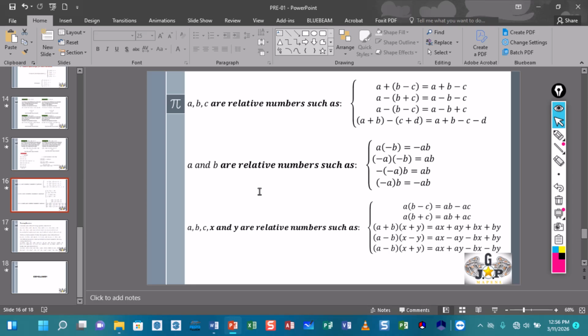So these are relative numbers. They are variables. You have A, B, C, which are relative numbers, so they're substitutes for numbers. So you're gonna put numbers there, or instead of putting A plus B minus C, you're gonna say 5 plus 3 minus 1, and it's solvable. It's the same thing. Or instead of having A minus B, you're gonna have 5 minus parentheses 3. So solving something like that.